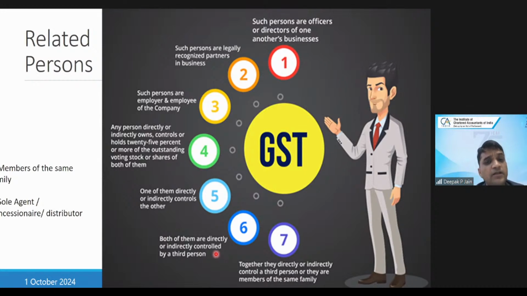But if family members are not dependent, they will not be considered relative. But which family members? There are two categories. One is spouse and children. Spouse and children, whether related or unrelated, not defined. So spouse and children will always be related, but other family members, parents, grandparents, brothers and sisters, these four people, if they are related, only then they will be treated as family.